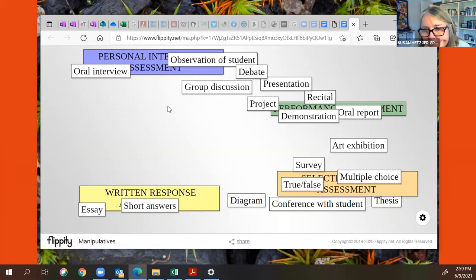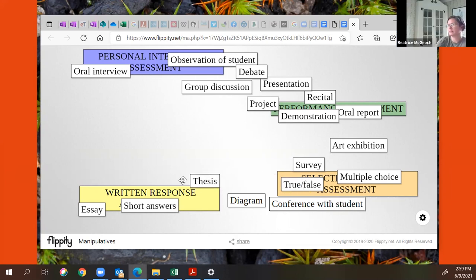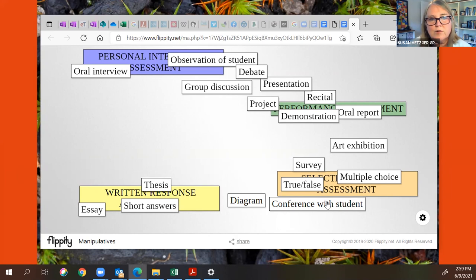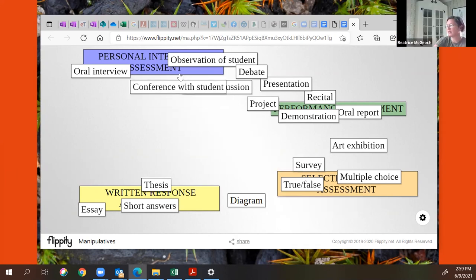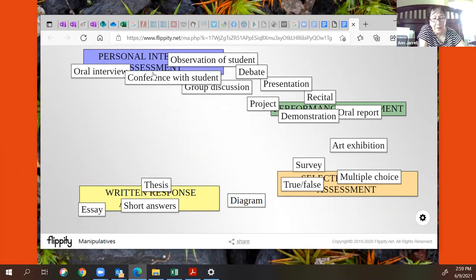Beatrice, do you want to explain why you put thesis under selected response? Oh, no, I just didn't even get there yet. Okay, then I would agree. I realize actually this one should go up here, right? Yeah. Right. Incomplete. Okay, all right. There we go.